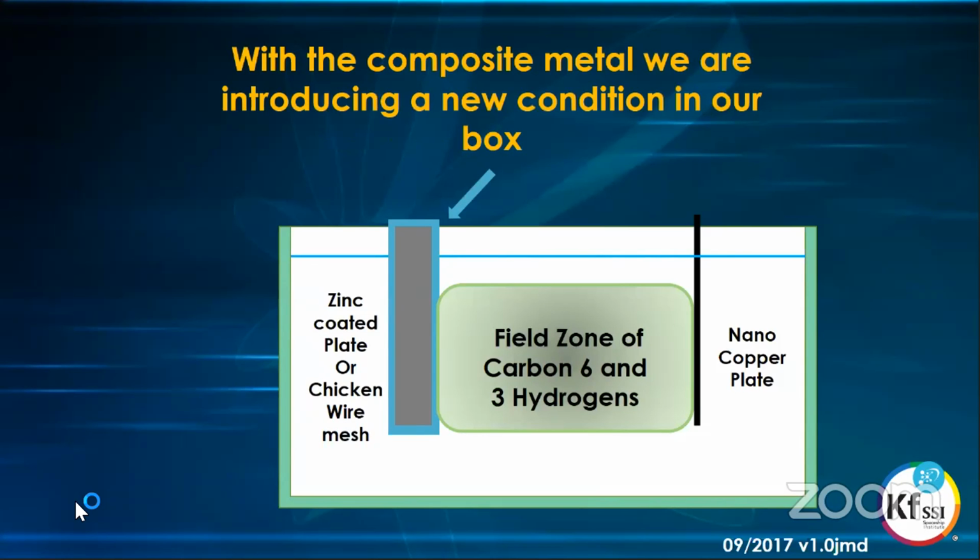So when you combine them all together, what we're doing with our copper plate and our zinc coated plate is we're creating our carbon field zone as before, but we're also creating a different field zone in there of 3 hydrogens.